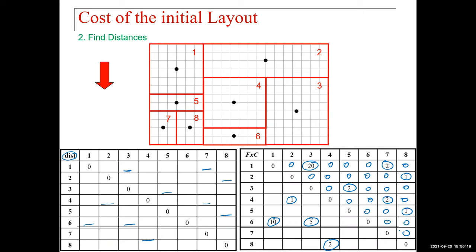Okay, so let's find the distances. Again, this could be a little tedious. What we are going to do is count. So now I want to know the distance between 1 and 3. These are rectilinear distances. So we go 1, 2, 3, 4, 5, 6, 8, 9, 10, 11, 12, 13, 13 and a half, 14 and a half, 15 and a half, 16 and a half, 17 and a half, 18 and a half. So this is 18.5.